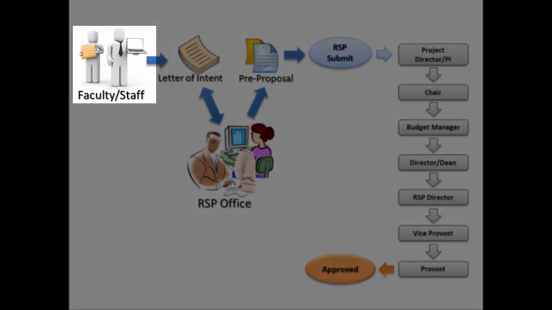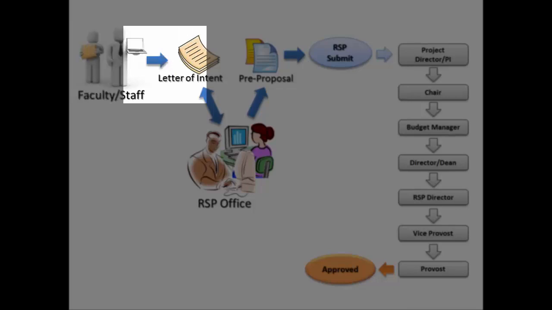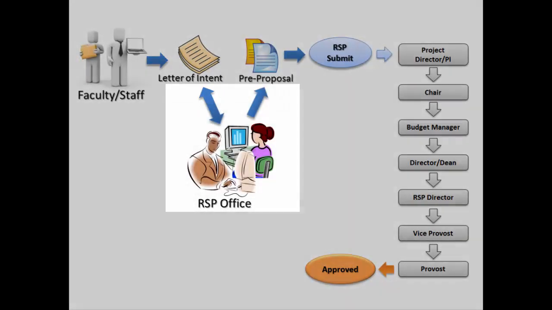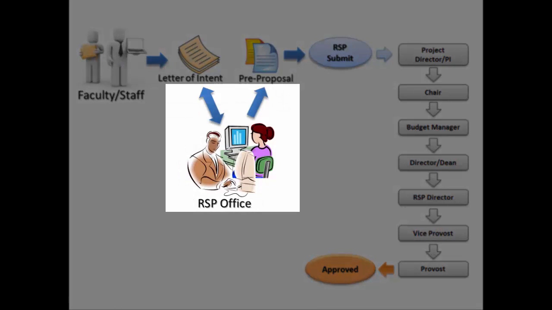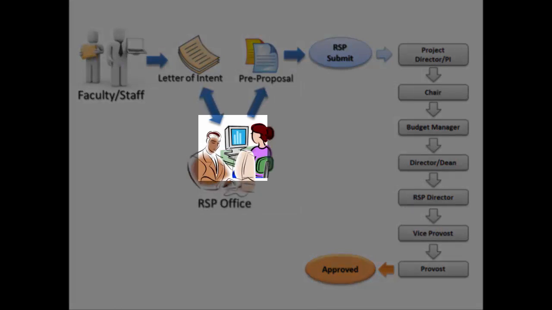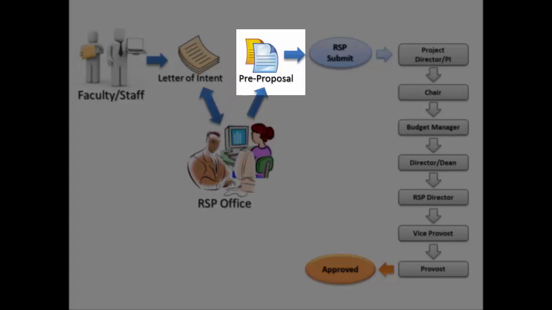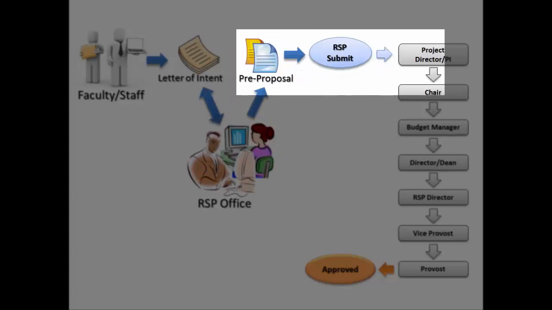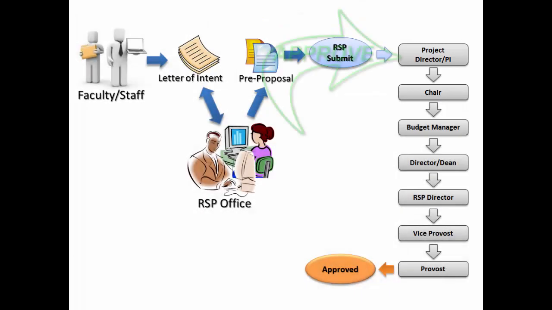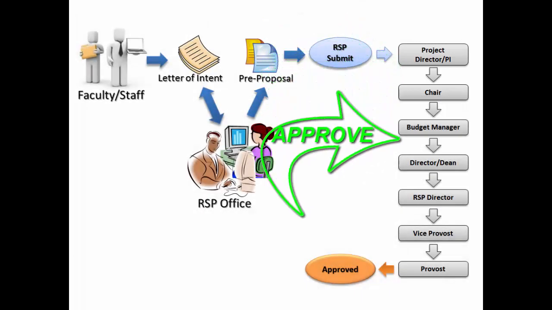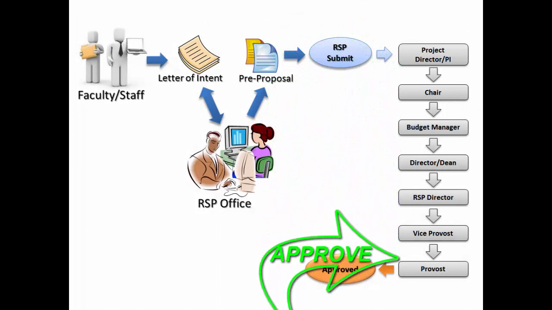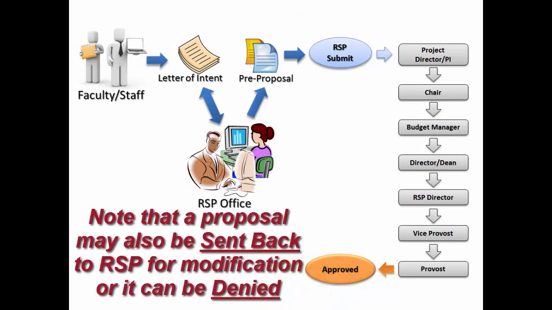It begins with either faculty or staff submitting the letter of intent. The RSP office will review for accuracy and assess the letter of intent for completeness, then create a pre-proposal, which will then begin the appropriate authorization sign-off workflow to ultimately obtain approval for submitting the proposal to the designated funding agency. The sign-offs begin with the project director and move up the chain for final approval by the provost.